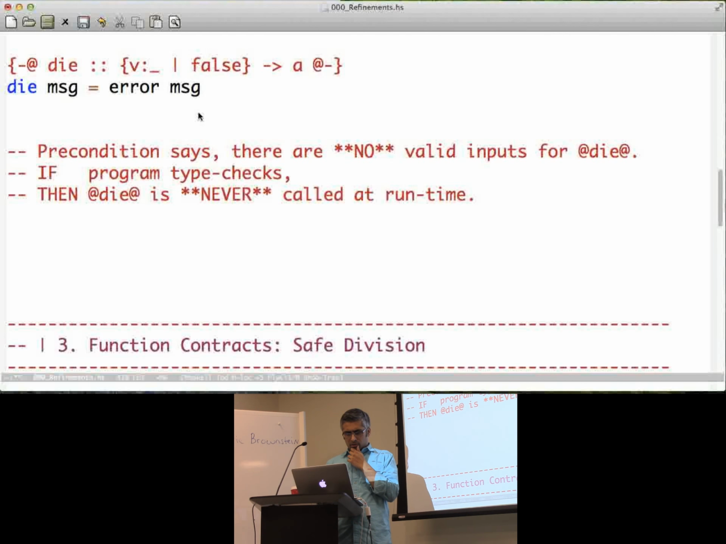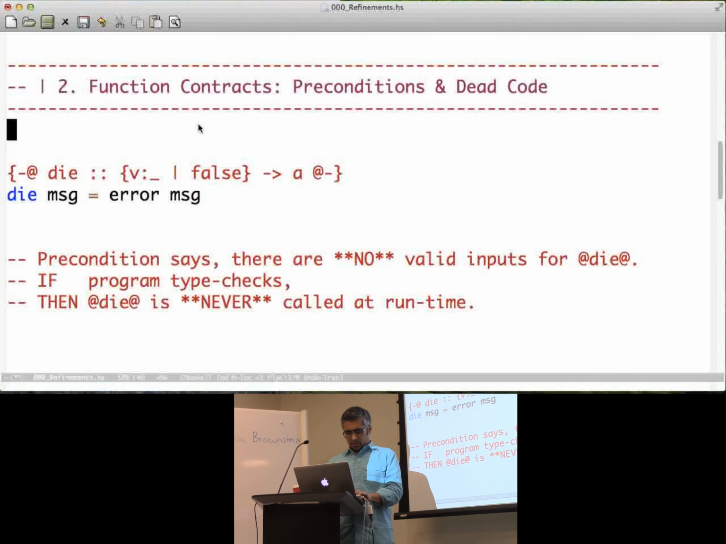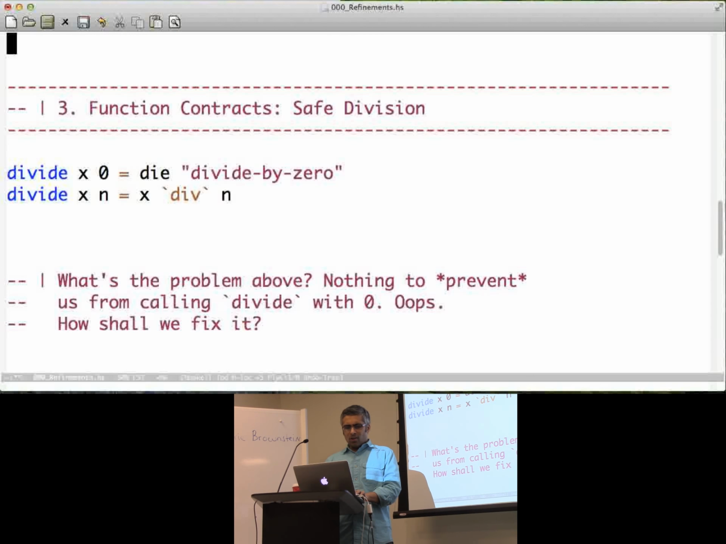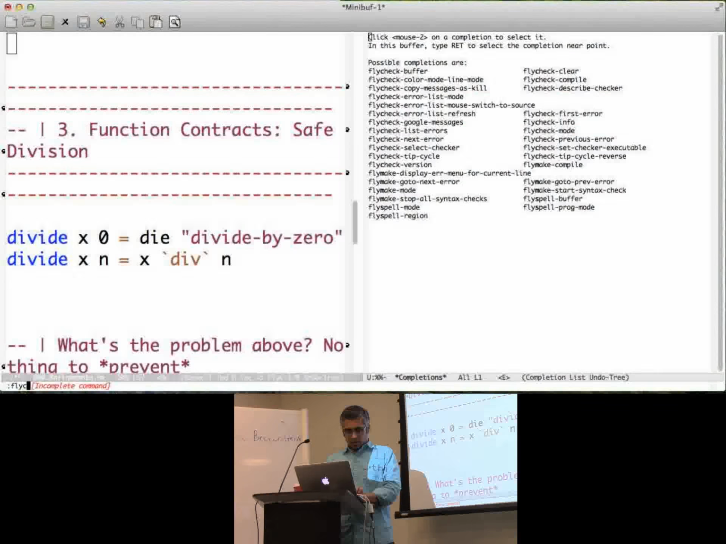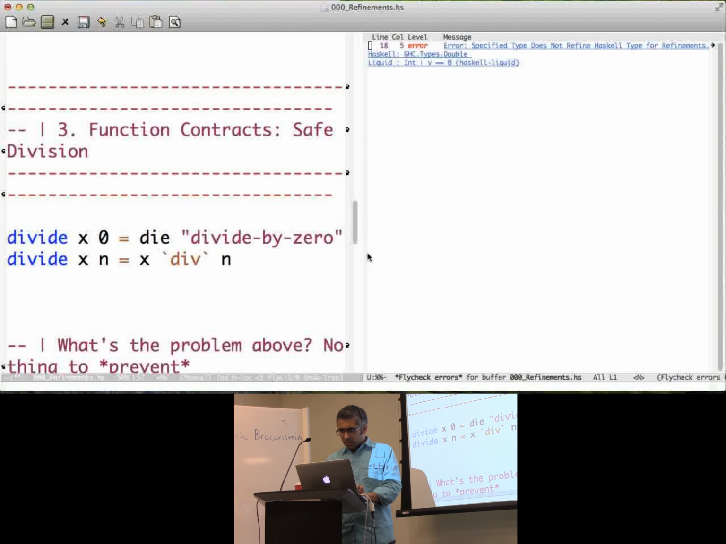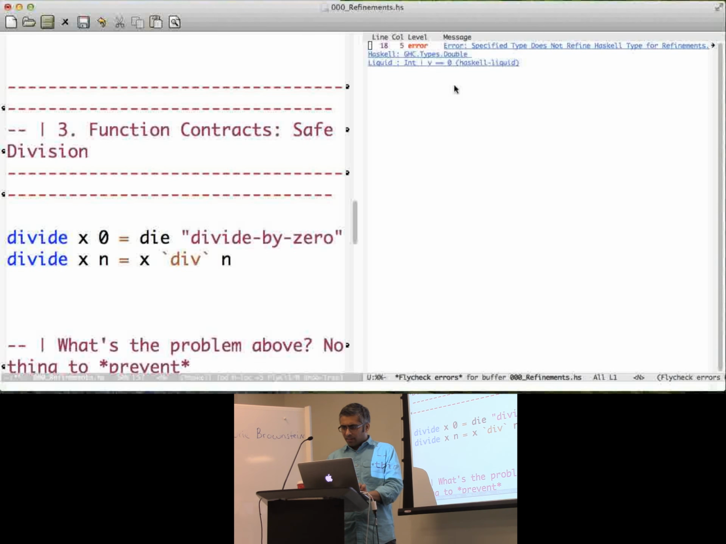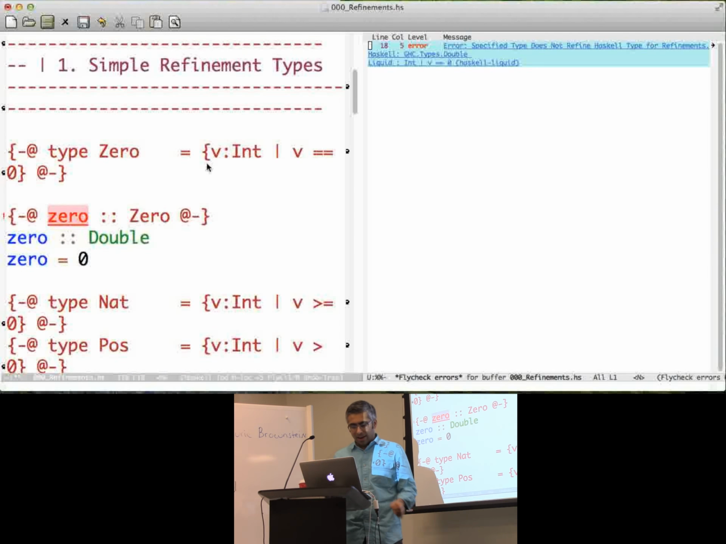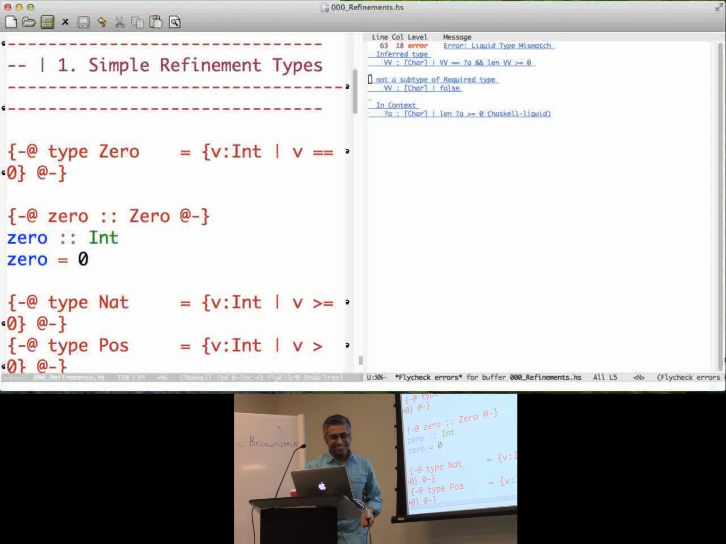Die, false. Why is this running aground when I least wanted to? There's probably some silly mistake somewhere. Let us run Liquid Haskell's check. It lists errors: specified type does not refine Haskell type for refinements. Oh, it's that. It's your fault. It's still this. There we go. Exactly to plan.